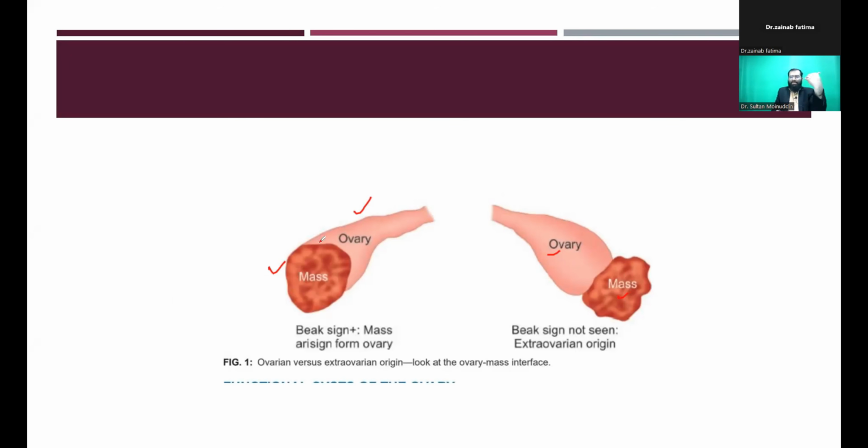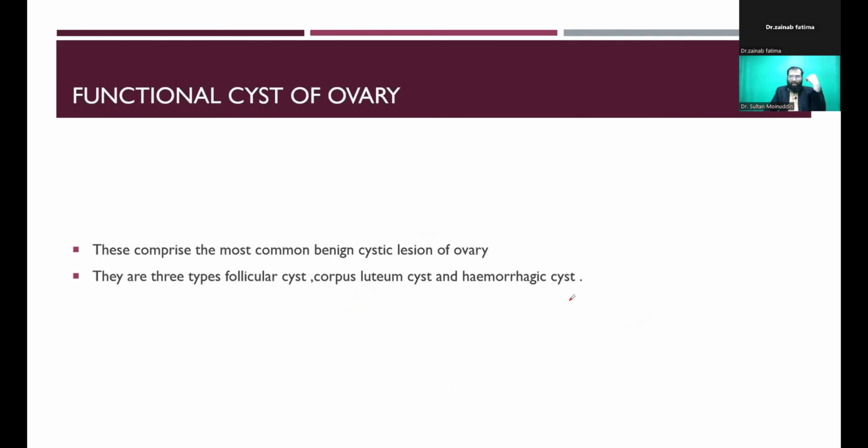If the mass is arising from the ovary, it would make an acute angle with the ovary. See here. If a mass makes an acute angle, this is called the claw sign. The mass is held like a claw. But if a mass is extra-ovarian, it will compress the ovary, and the angle between the mass and the ovary would be obtuse. You look here, the angle between mass and ovary is obtuse. So this tells you that it is extra-ovarian and not an ovarian mass. Okay. Now let us move ahead.